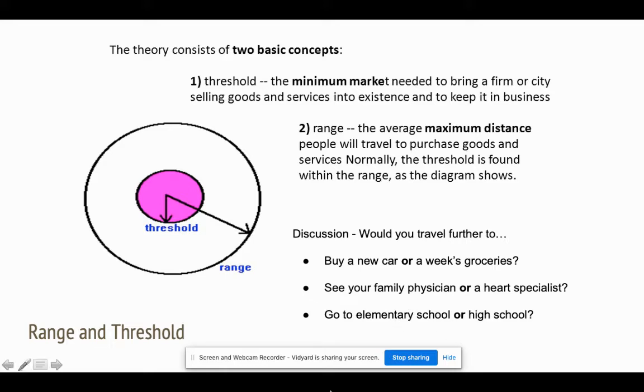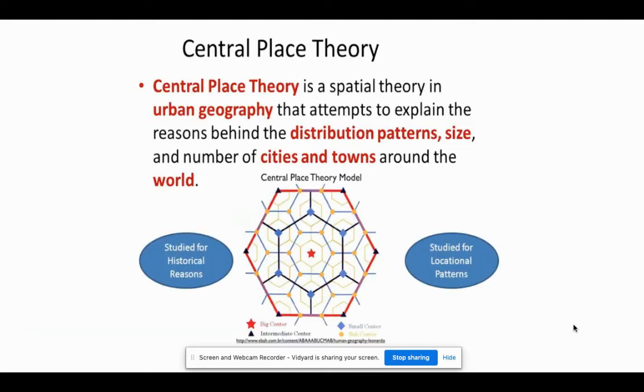Are you going to travel further to see your family doctor or a heart specialist? Obviously, the answer is a heart specialist. Typically, you're not going to find specific doctors in smaller communities like Shelby, but you might find a heart specialist in Charlotte. Are you going to travel further to go to an elementary school or a high school? Why are there more elementary schools in our county? Well, it's because people are willing to travel a little bit further to go to a high school because it's larger and more centrally located. So those are all range and threshold examples that help us to explain the central place theory.